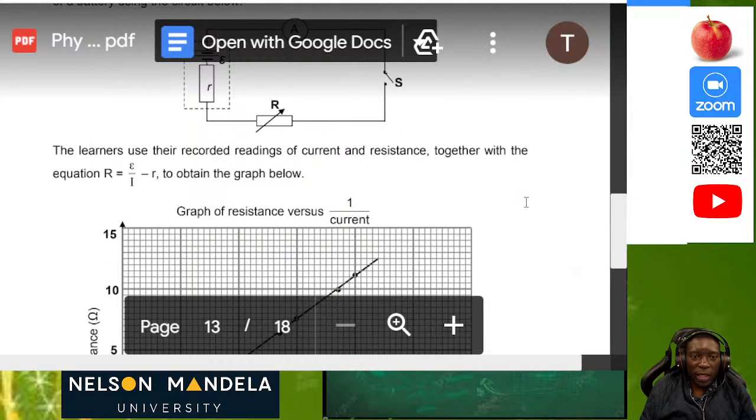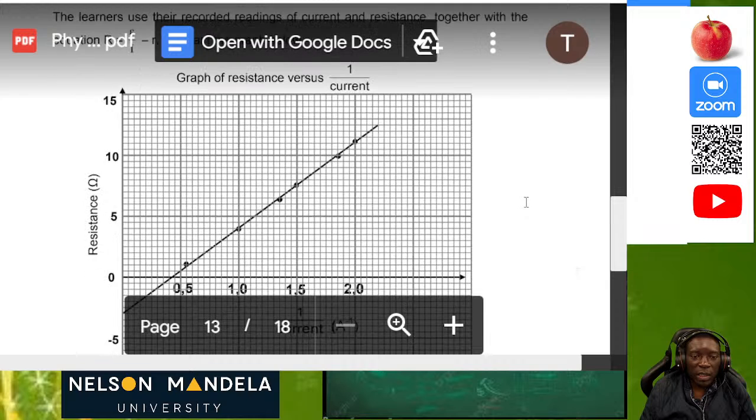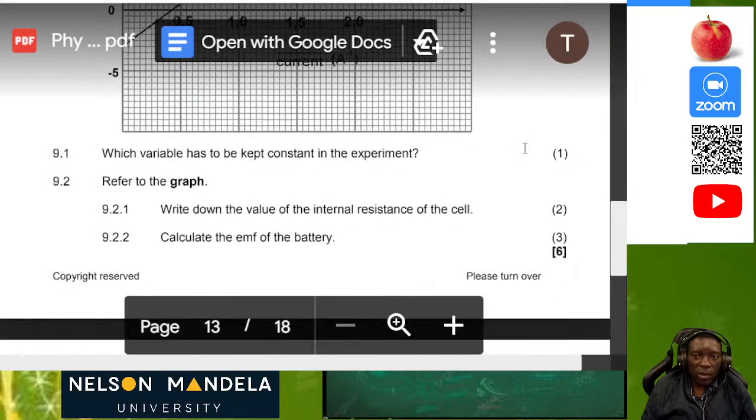And we have the y-intercept. Is the y-intercept minus r? So the y-intercept is minus r. It is actually showing there minus r, which is the value of the internal resistance. So let's go on to see what the questions require of this part.